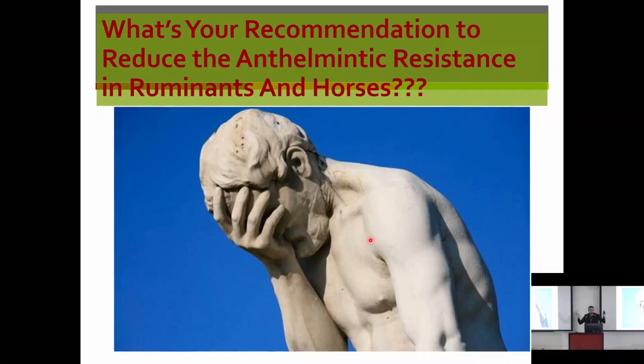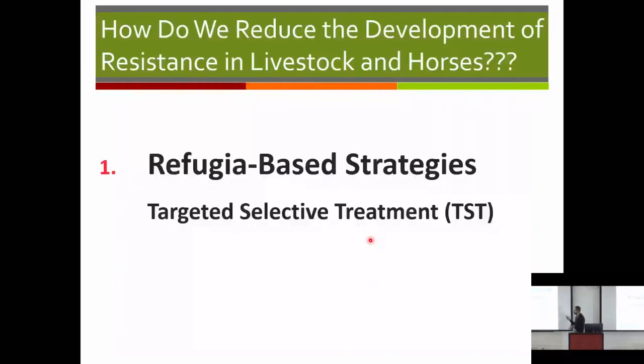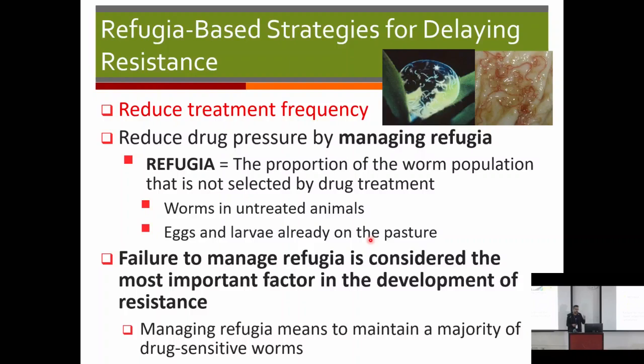Okay, so now what is your recommendation to reduce anthelmintic resistance in ruminants and horses? Because the resistance is there, resistant worms are there. How can we adapt strategies to reduce this resistance? Refugia management strategy. You heard this word, but I'll give you the flavor of how this refugia management works and what is meant by a targeted selective treatment plan in refugia management. So, what is refugia? It is to delay the resistance and reduce the treatment frequency. It is the proportion of the worm population that is not selected by the drug treatment. It means that you will not treat all these animals in one single go, which gives the exposure and the selection pressure will be increased.